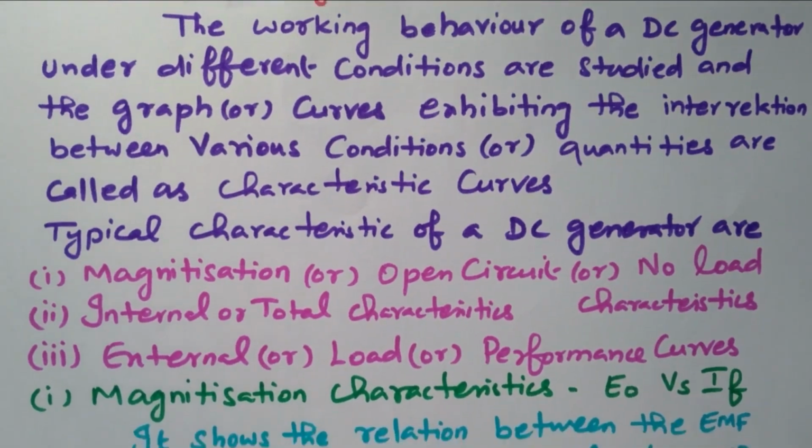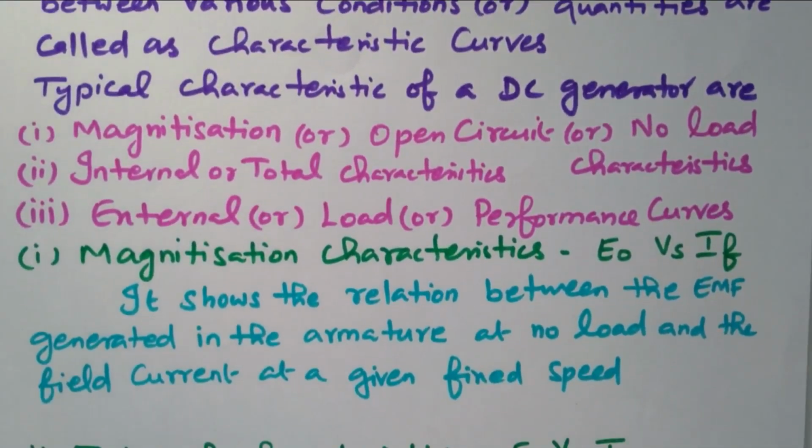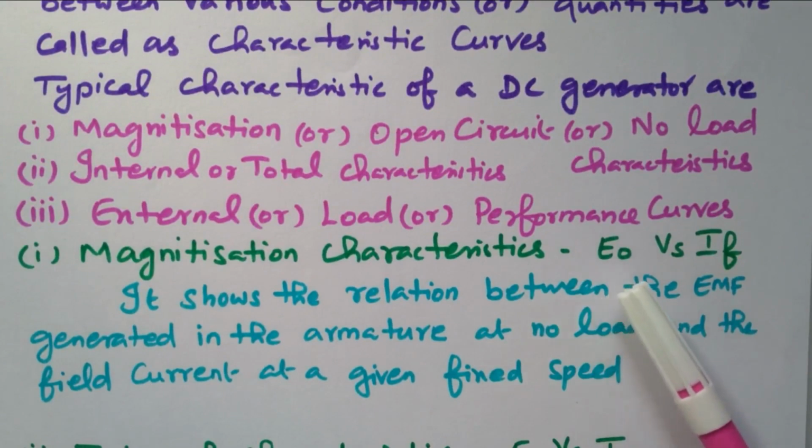Now we'll see what parameters are available under this. The magnetization characteristics is the graph drawn between no load EMF and field current, also called open circuit or no load characteristics. It shows the relation between the EMF generated in the armature at no load and the field current given, at a fixed speed. Without the load, what is the EMF E0 generated in the armature for a given field current? So the relation between E0 and IF is given by the magnetization characteristics.